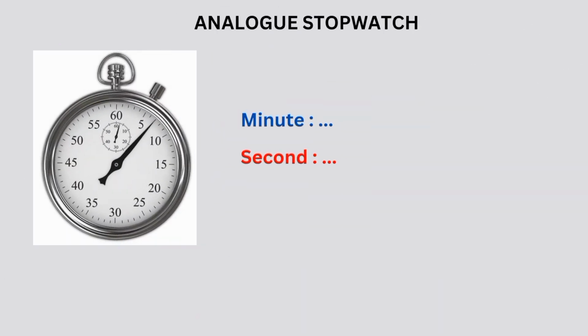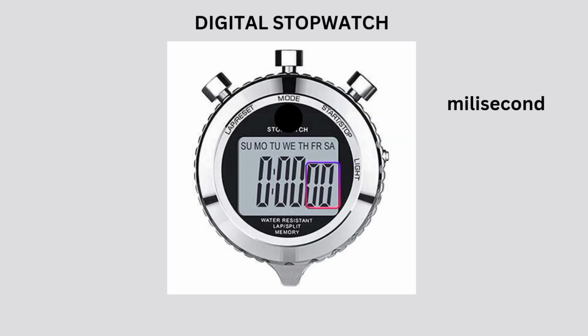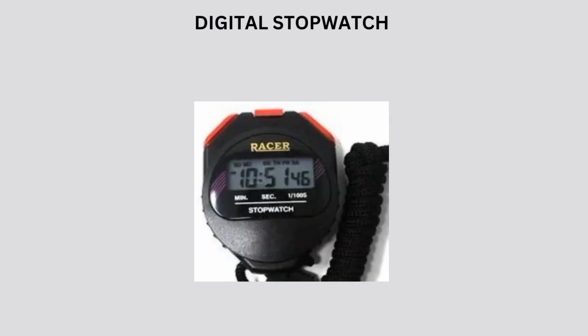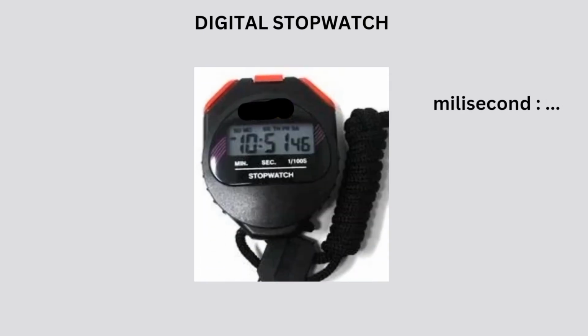Now we go to the digital stopwatch. There are 5 numbers. The 2 numbers on the right measure the millisecond. The 2 numbers next to them measure the second, and the 1 number on the left measures the minute. Let's read this measurement in millisecond, second, and minute.